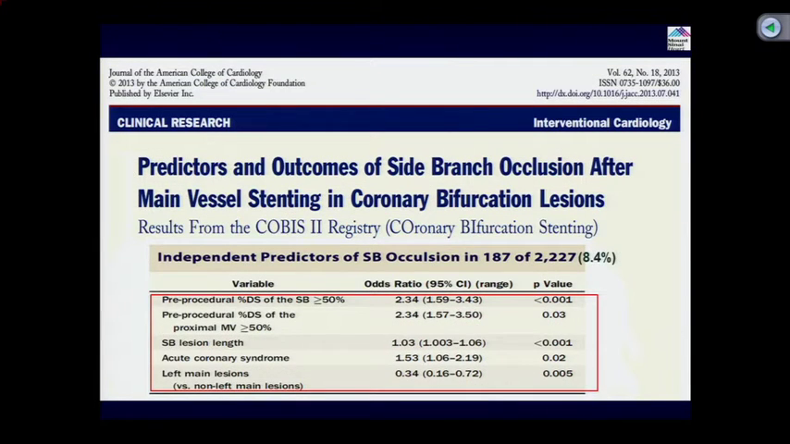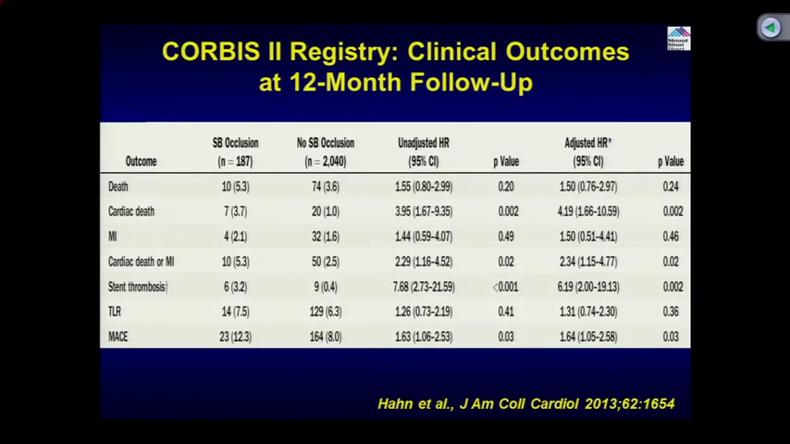So this was the landmark study, which is the CORBIS 2 registry, coronary bifurcation stenting with the predictors and outcomes. And basically what we learned: the side branch stenosis, the main vessel stenosis, and side branch lesion length, borderline, acute coronary syndrome, and the non-left main intervention. So basically those are the ones that cause the side branch occlusion. And of course we also know once you have side branch occlusion, you have a higher MACE rate at follow-up: death, MI, and subsequent revascularization and MACE.